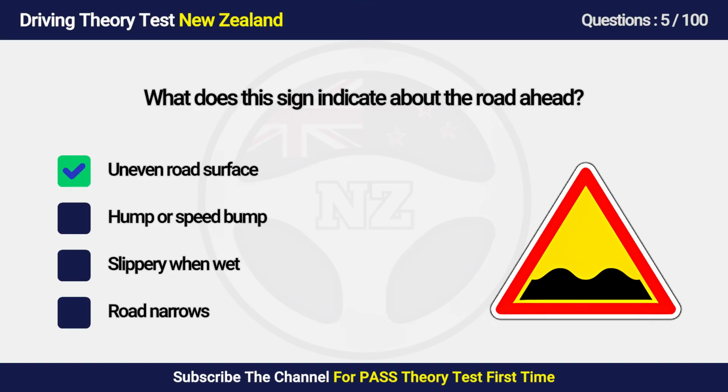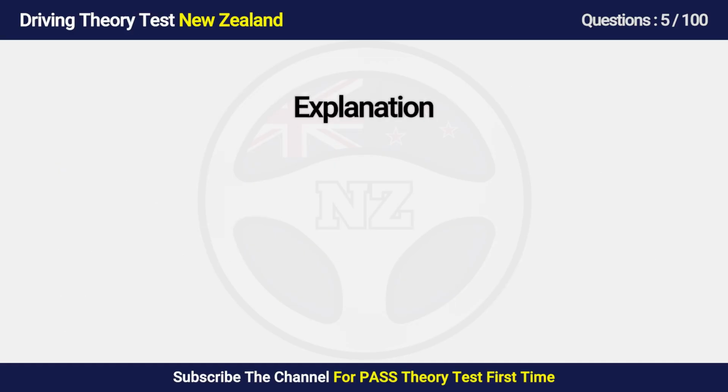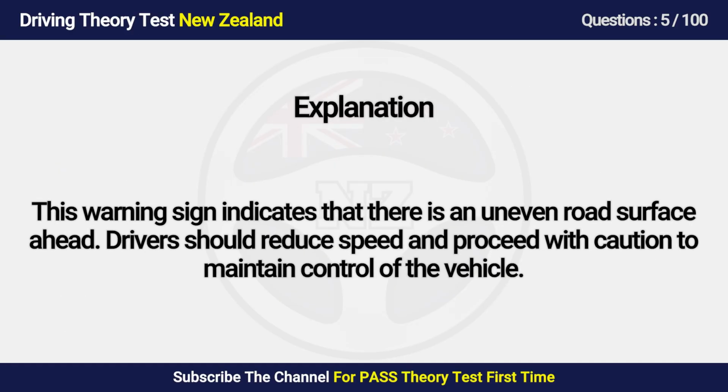Answer is A. Uneven road surface. This warning sign indicates that there is an uneven road surface ahead. Drivers should reduce speed and proceed with caution to maintain control of the vehicle.